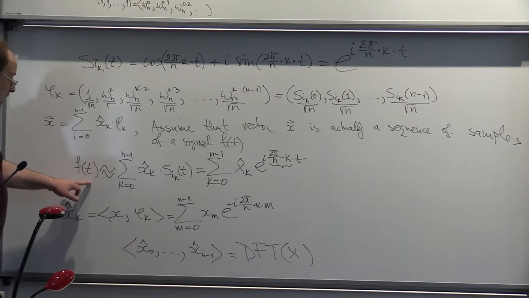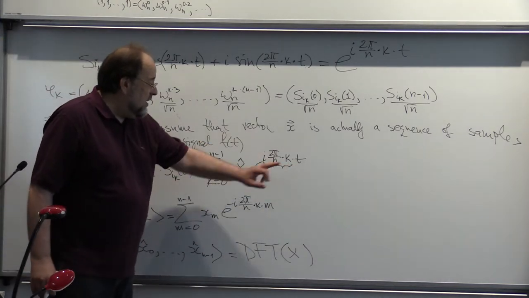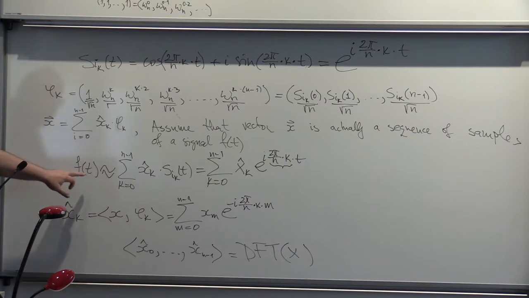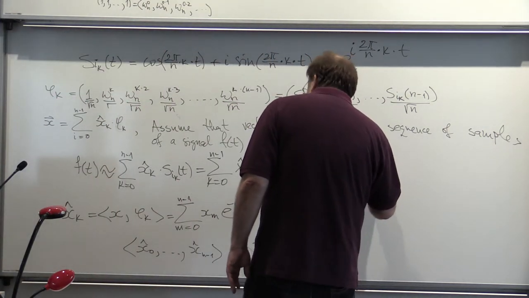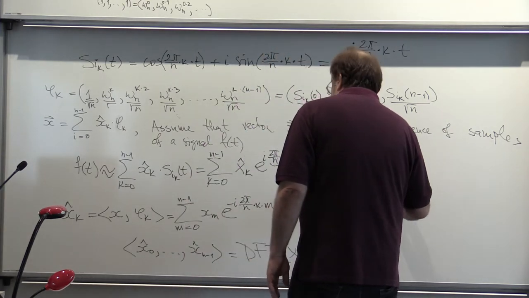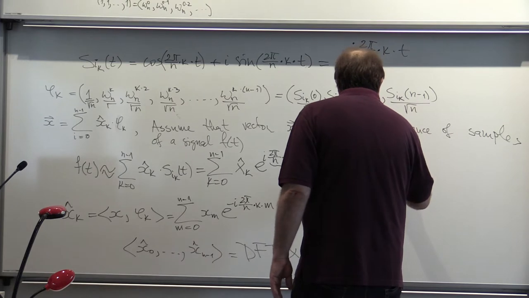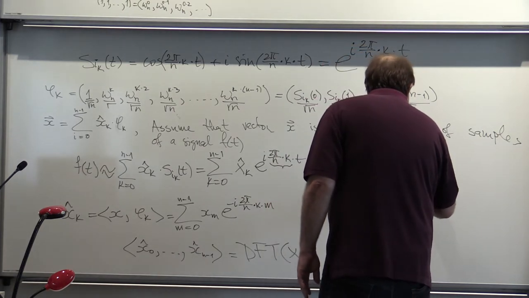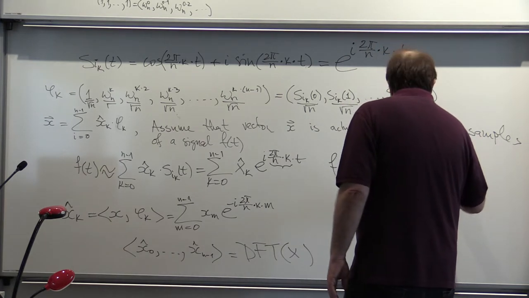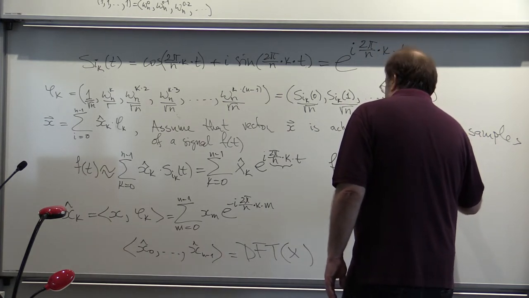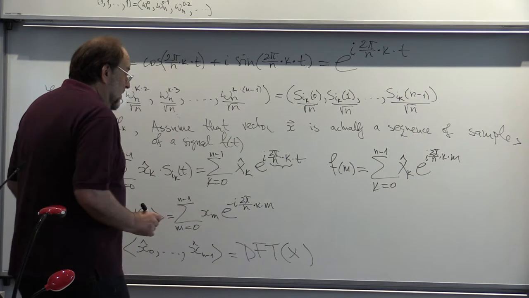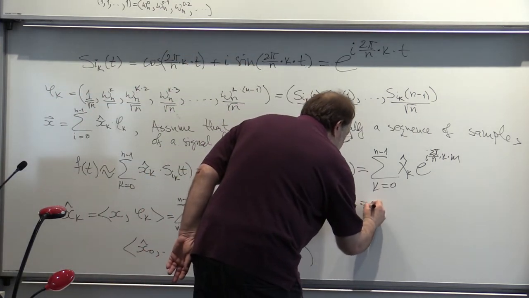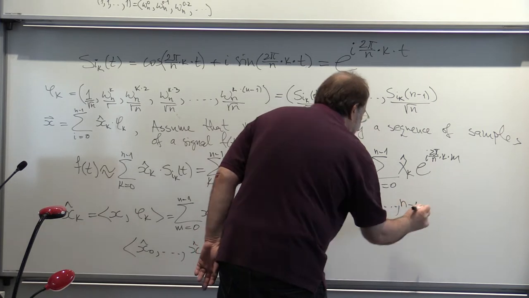So you approximate f of t as a sum of sinusoids, right? And this equality, this approximation is actually exact. So f of m is exactly equal to this sum k equals from 0 to n minus 1 of x k hat e to the i 2 pi divided by n times k times m, right? It's exact on integers for m equals from 0 up to n minus 1.